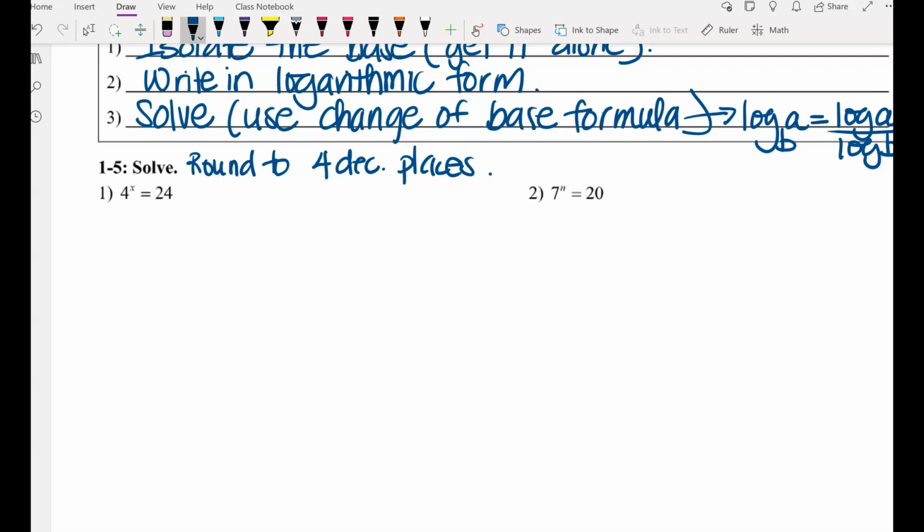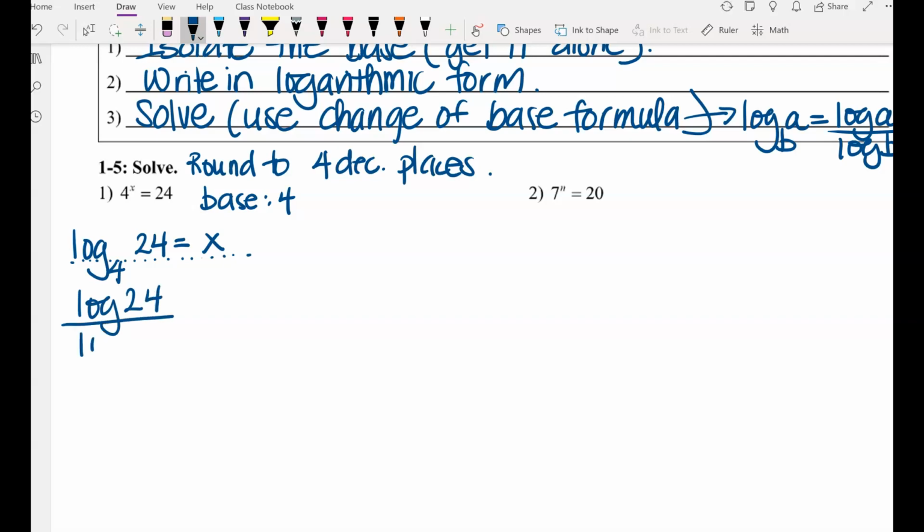Now the base is 4, and it's already isolated. I mean, it's all by itself. So now we are going to write it in logarithmic form. We start with log, and the base in the exponential is 4, so the base in log is also 4. Now we write 24. Remember, the base is always below, right? Every single thing else goes next, and then equals x. Now we are going to use the change of base. So log of 24 divided by log of 4 equals x.